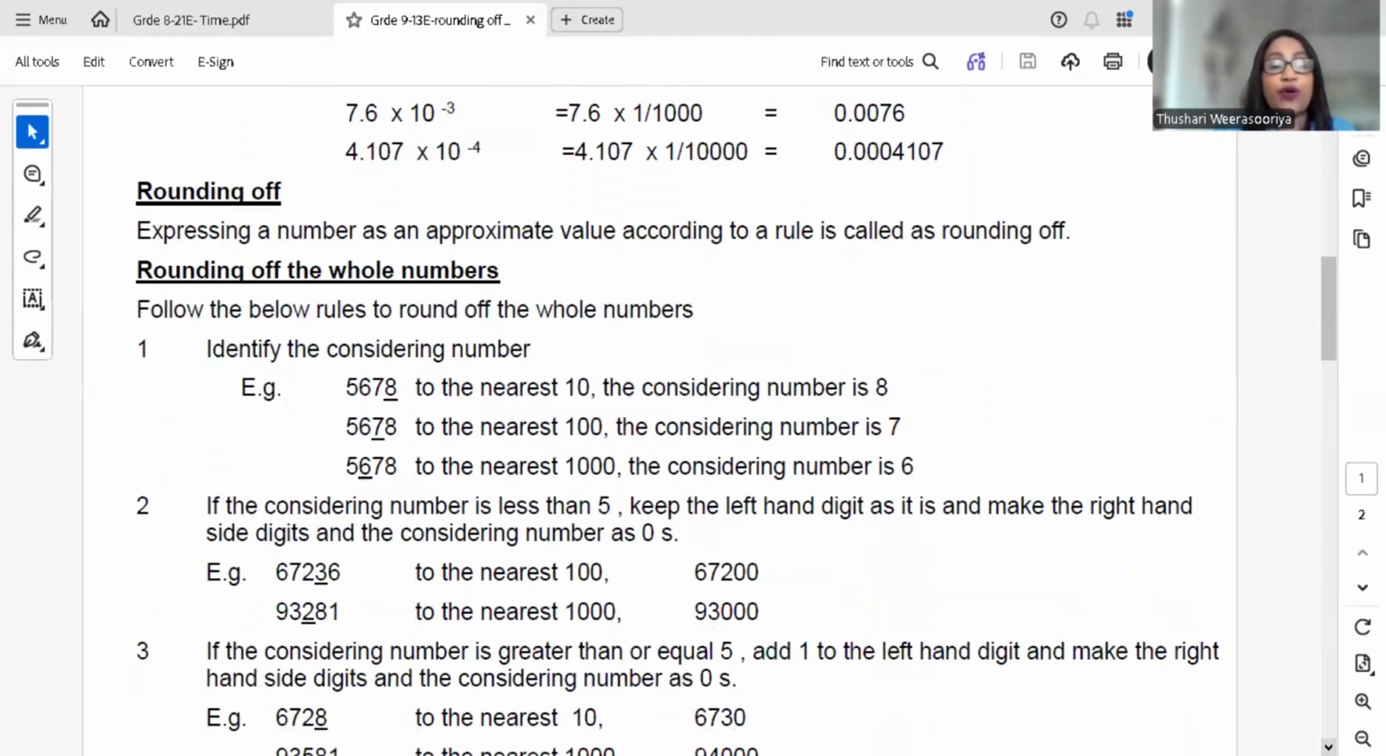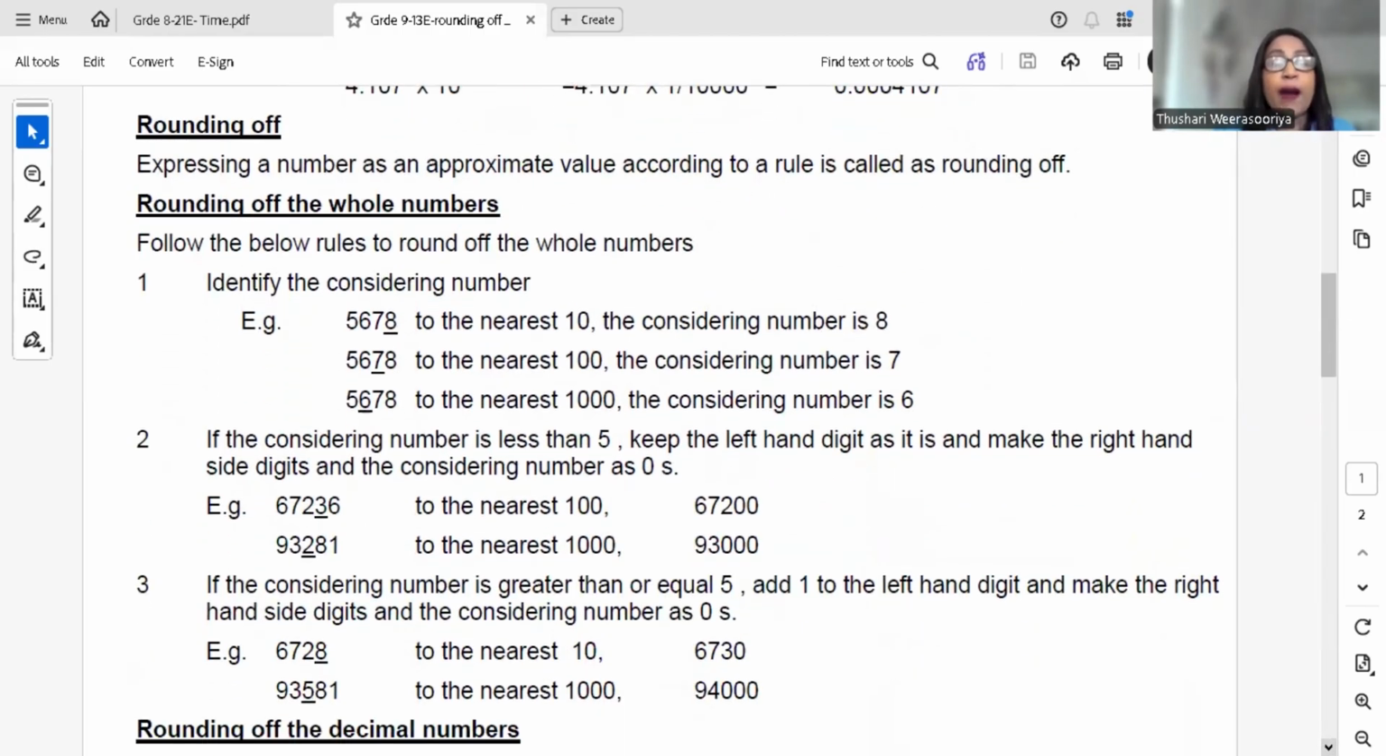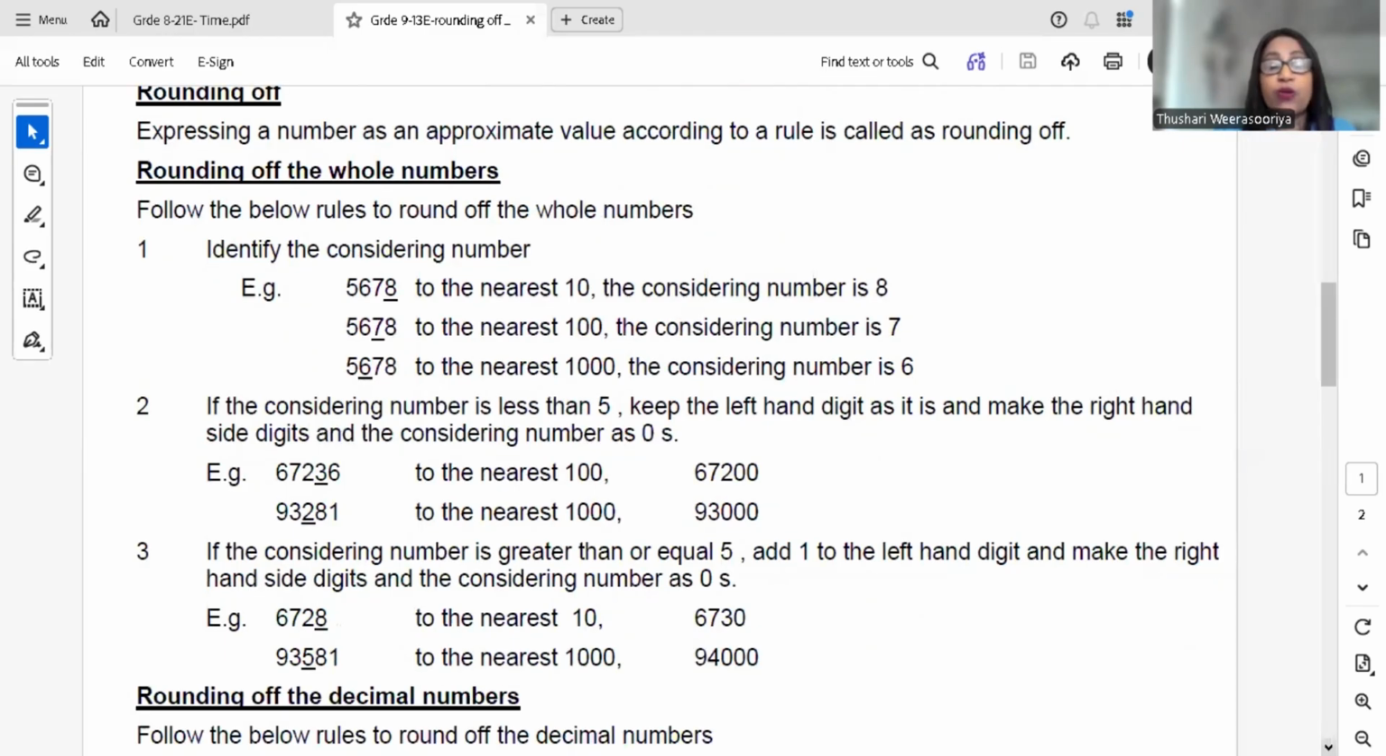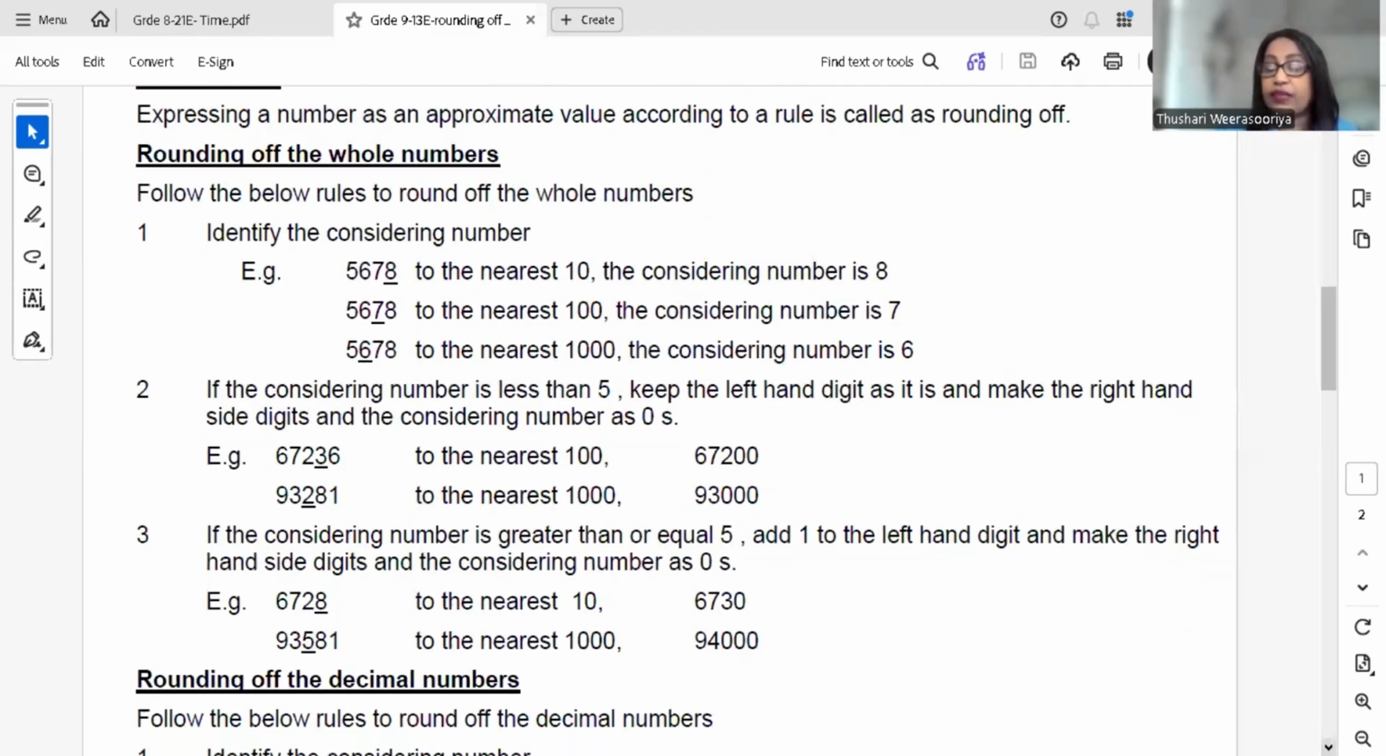Now we'll go to rounding off. Now we round the numbers. When you round the numbers, there is a rule. We'll take the whole numbers first. Now look at this: 5,678 to the nearest 10.